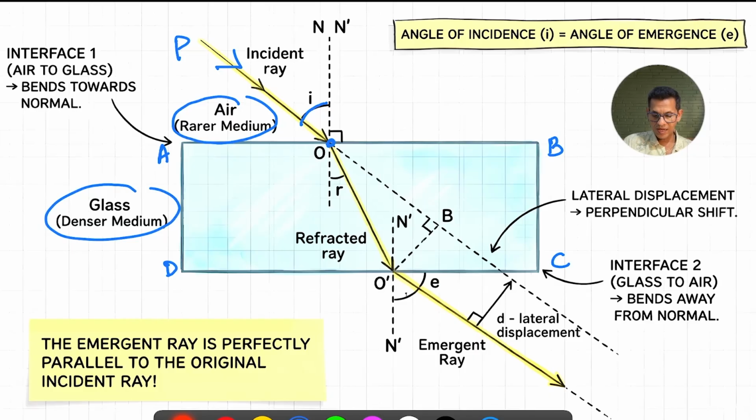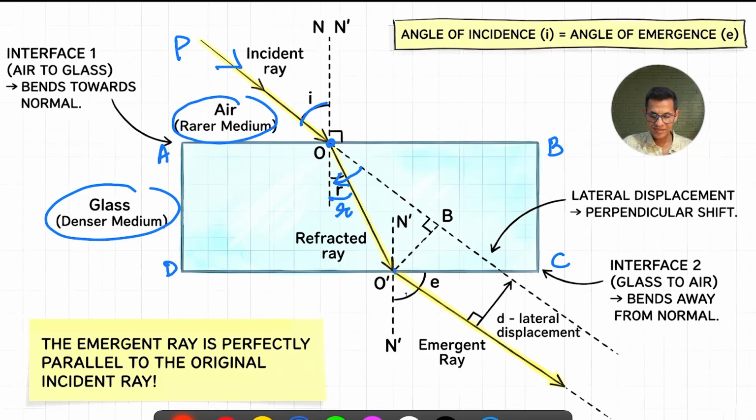Then once it enters the glass, instead of traveling in a straight line, it bends and enters into the glass, and it bends towards the normal. So as I told earlier, you have to remember that whenever a light ray passes from a rarer medium to a denser medium, it is going to bend closer to the normal. So it forms an angle with the normal. This is the angle of refraction.